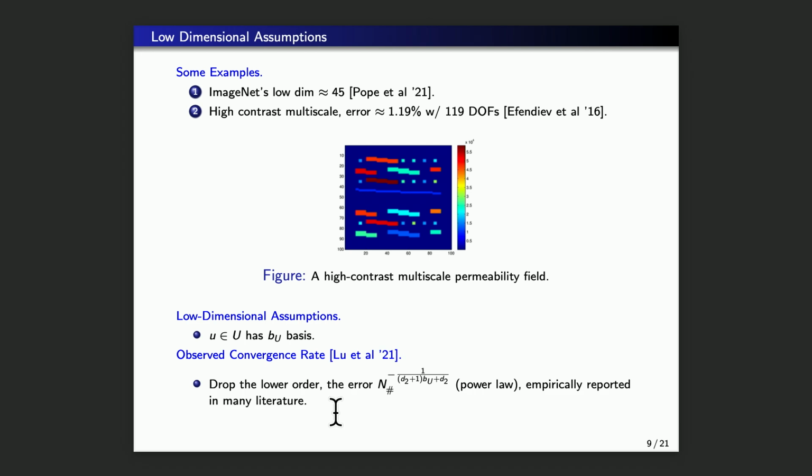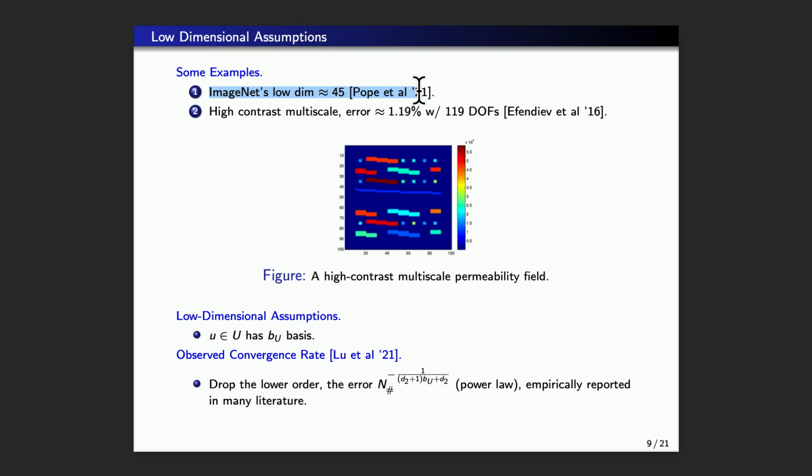Okay, so I can show you some examples. The first example I took from Professor Wenjing's talk. Essentially, for ImageNet, some papers a few years ago show that it has an intrinsic dimension of around 45.